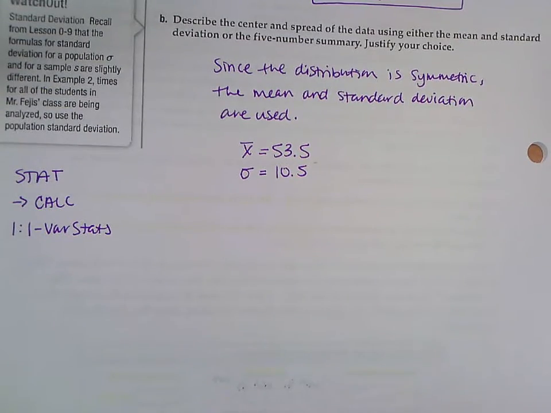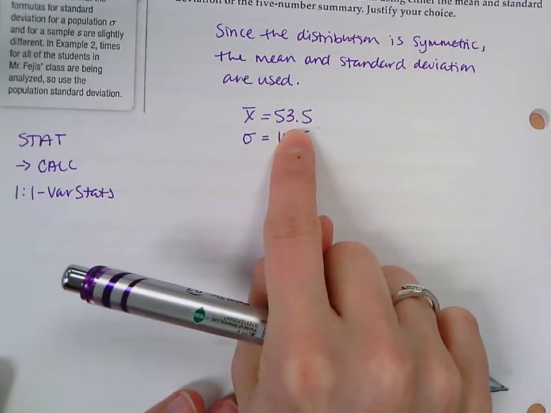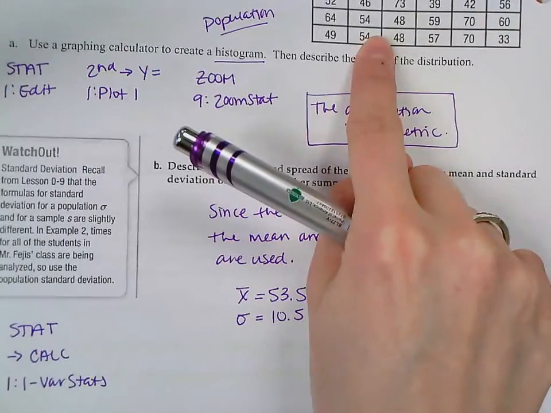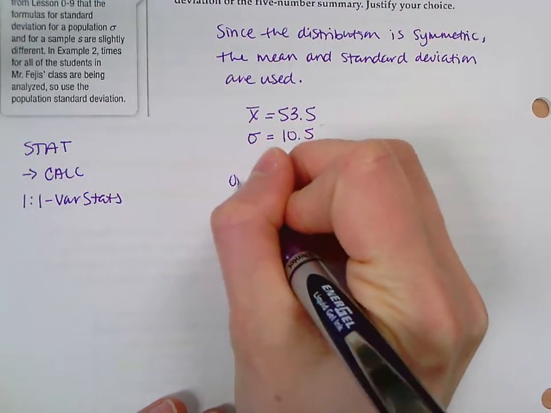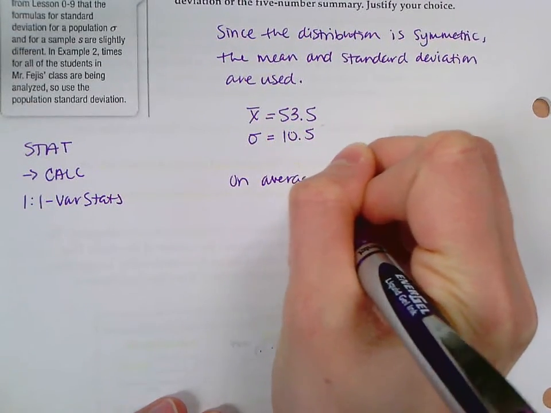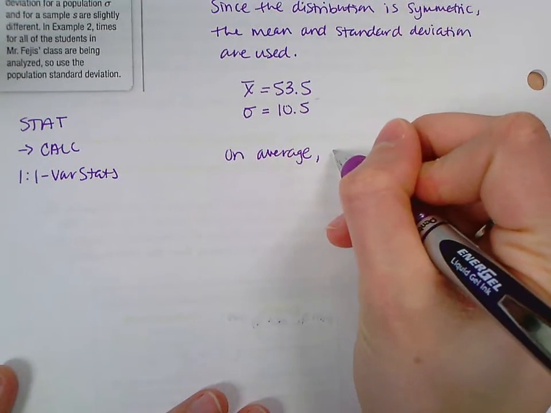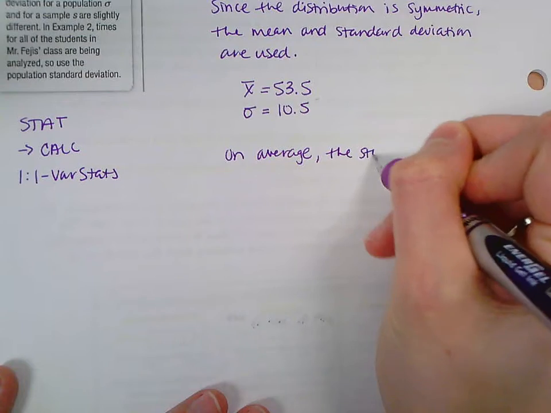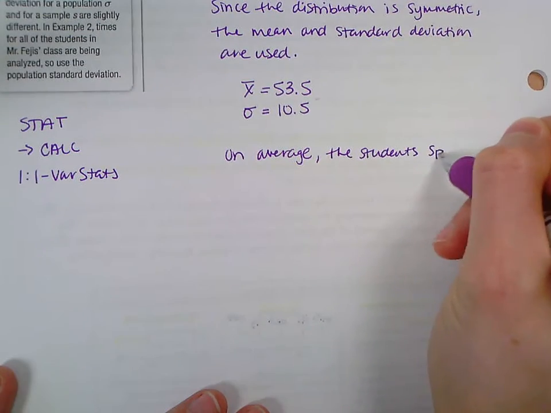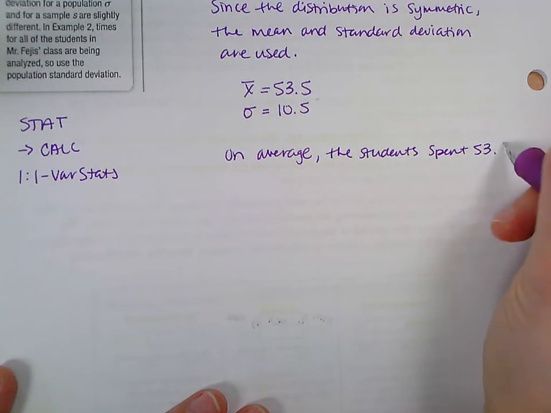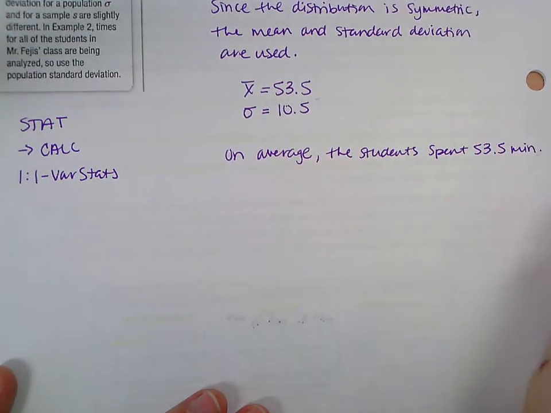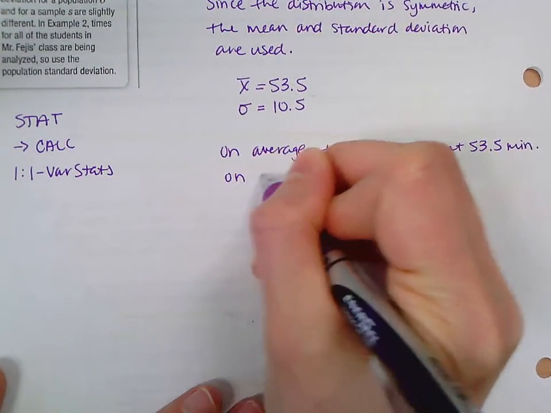So to interpret this, the mean would then be the average number of minutes spent on homework each night. So I'm going to say on average, because you need to be able to interpret numbers. That's a huge part of statistics, is what do the numbers mean. So on average, the students spent 53.5 minutes on homework each night.